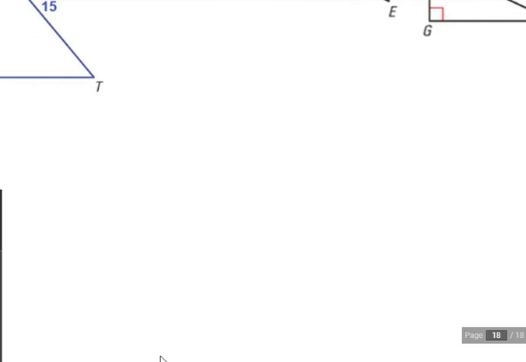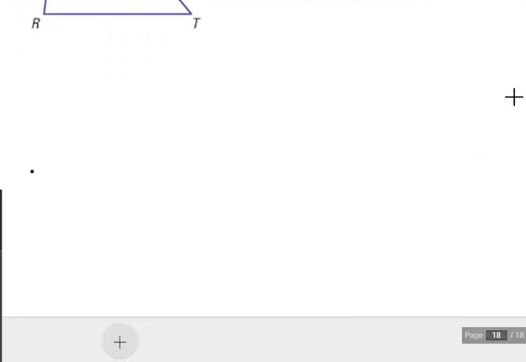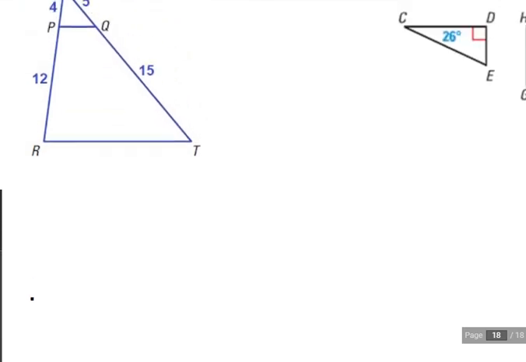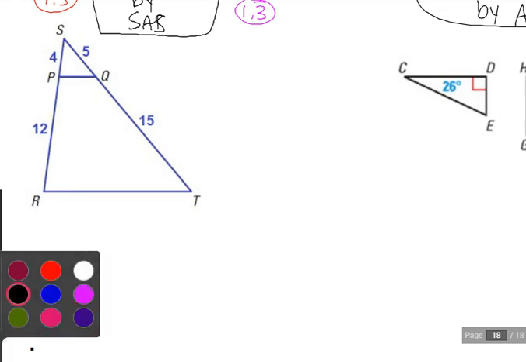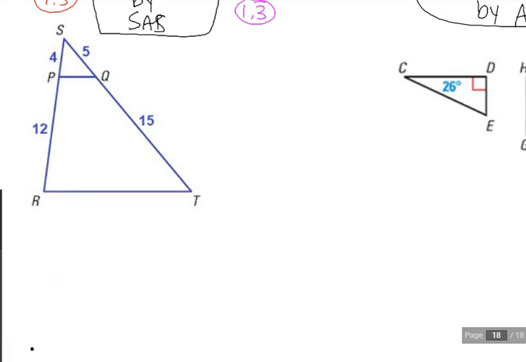All right, oh man, we got overlapping triangles. Well, we've kind of seen how to handle this kind of problem. We're going to redraw them. So I have 4 and 5. Okay, so this isn't 12. Remember, it's going to be the entire side length. 12 and 4, that makes 16. 5 and 15, that makes 20.